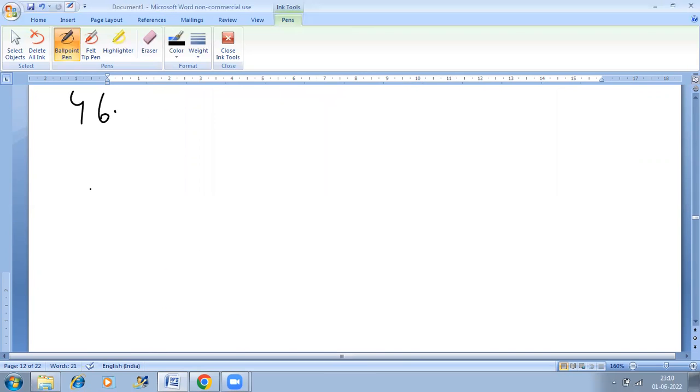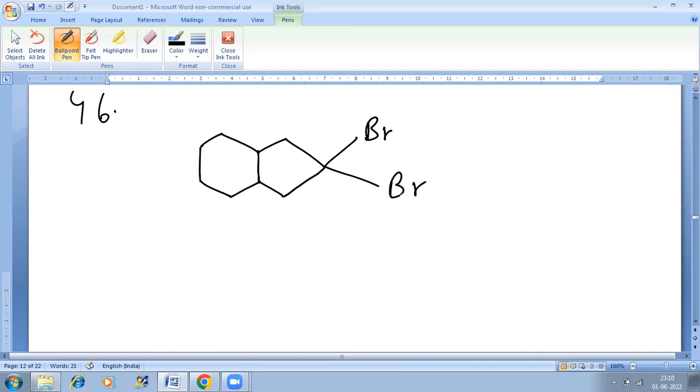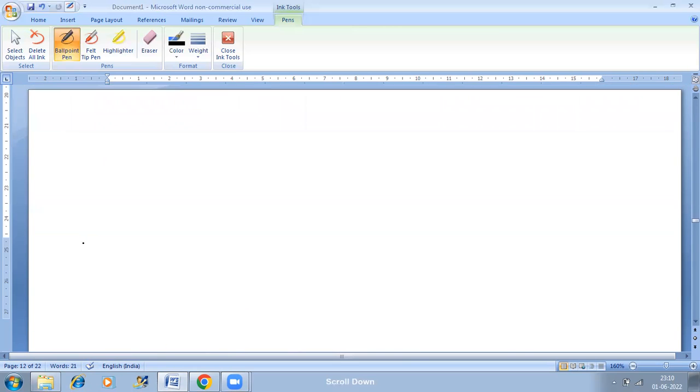46th. How many chiral centers are present in the following compound? Now see, this is one chiral carbon, this is the other chiral carbon. So 2. So 2.00, because it's a numerical type question.